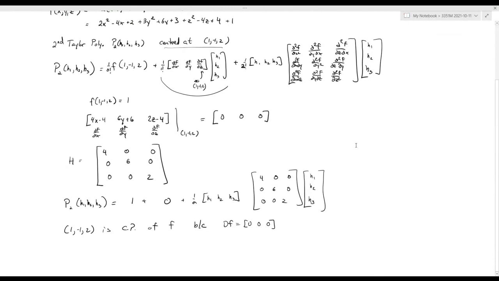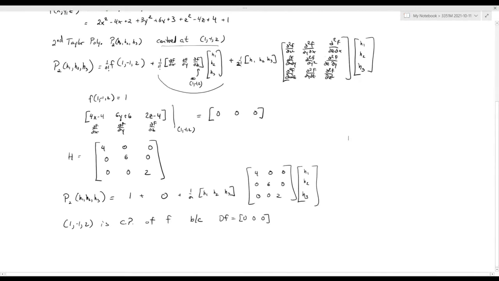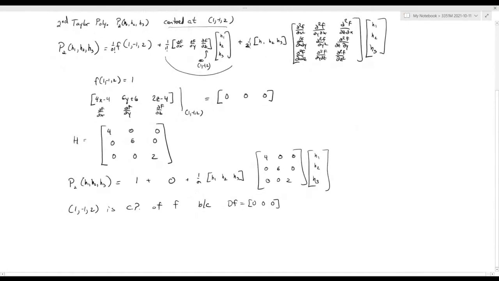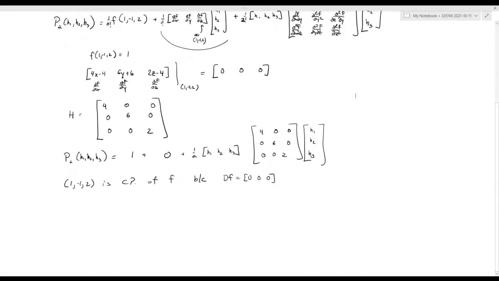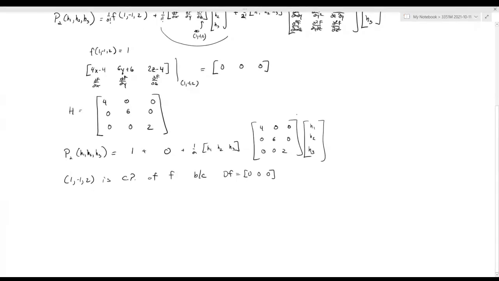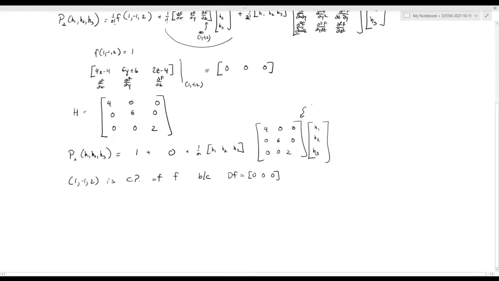I guess, do you want to talk about positive definite and negative definite matrices? I.e. you want to use the second derivative test? Okay. All right, so now this matrix is going to be positive definite.